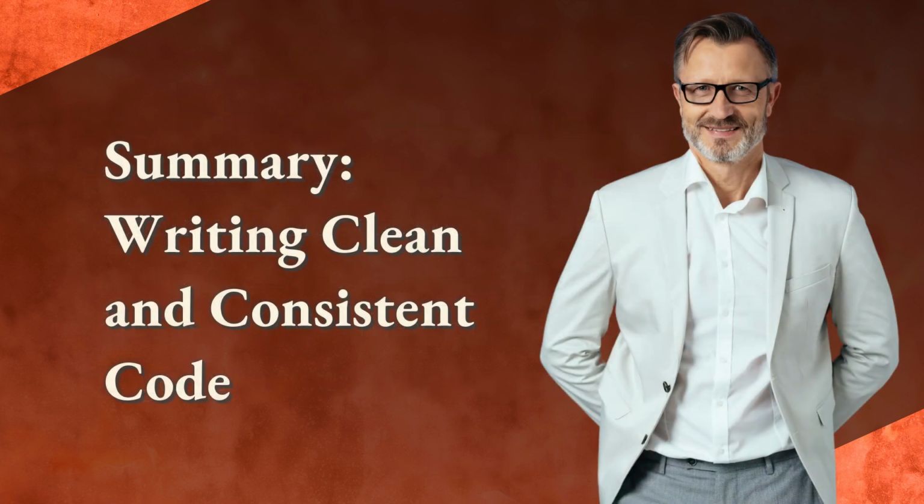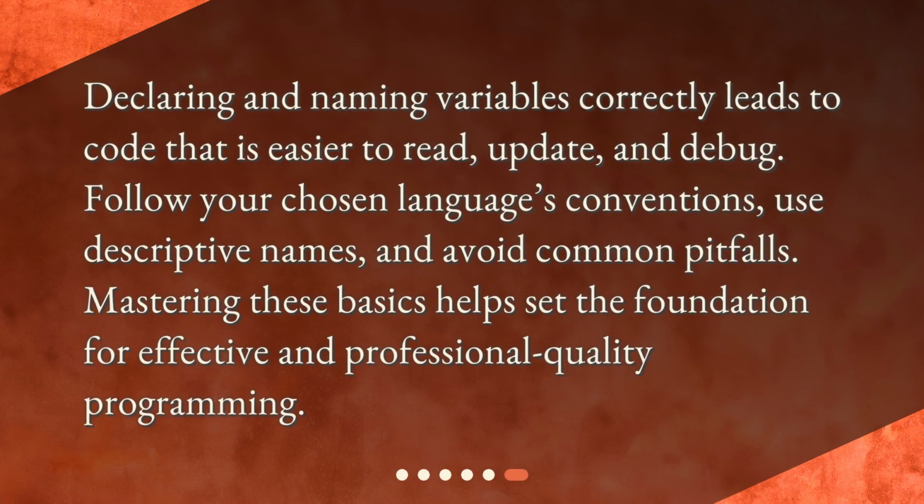Summary: writing clean and consistent code. Declaring and naming variables correctly leads to code that is easier to read, update, and debug. Follow your chosen language's conventions, use descriptive names, and avoid common pitfalls. Mastering these basics helps set the foundation for effective and professional quality programming.